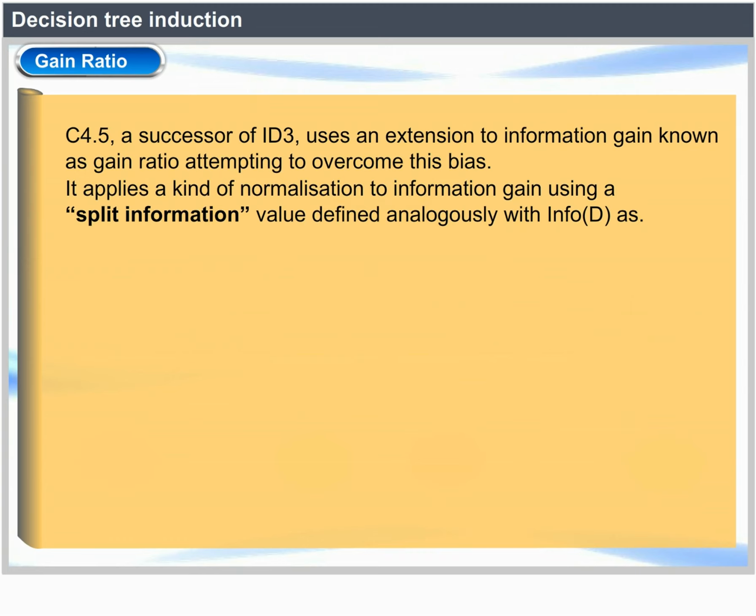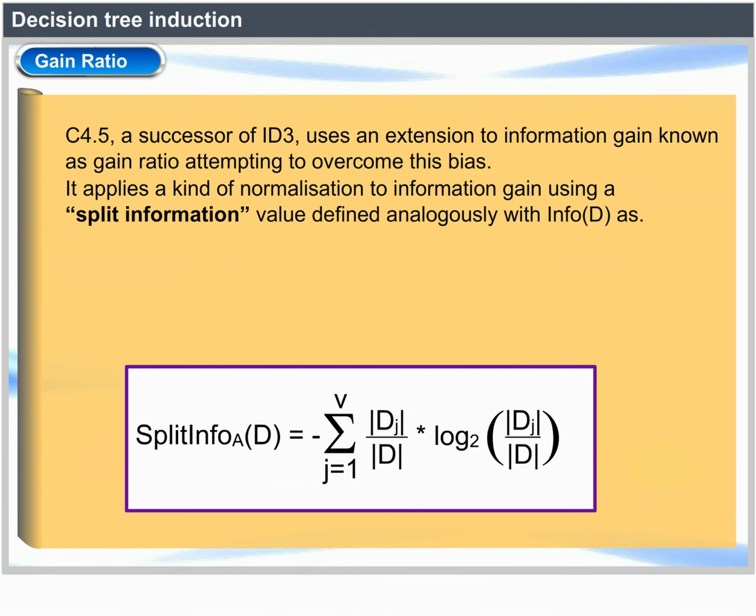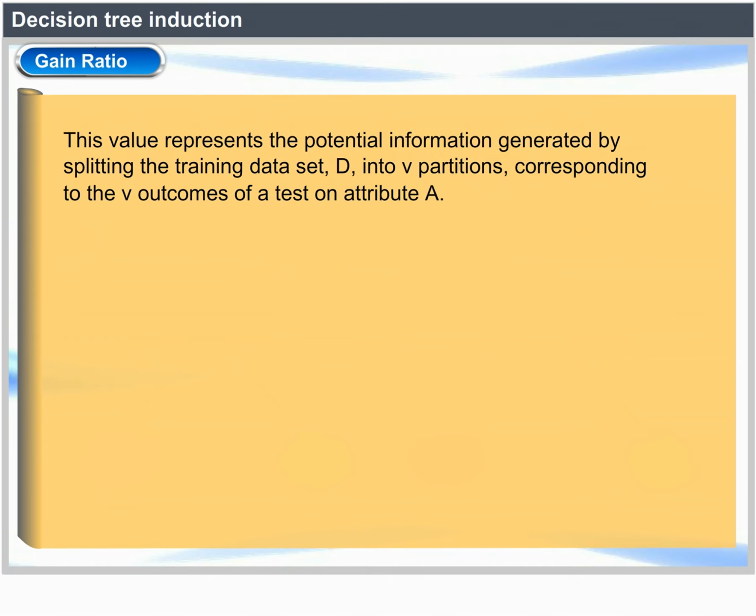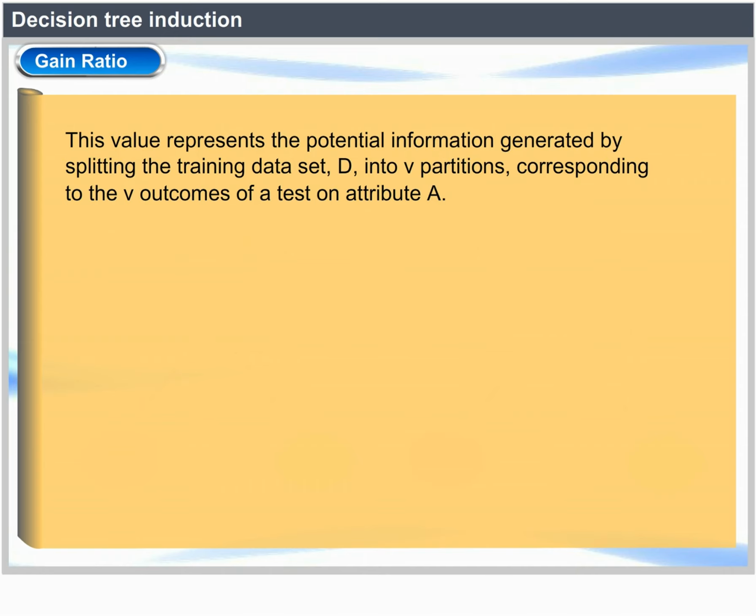bias. It applies a kind of normalization to information gain using a split information value defined analogously with Info(D) as SplitInfo_A(D) equals minus the summation from j equals 1 to v of |Dj| divided by |D| times log base 2 of |Dj| divided by |D|. This value represents the potential information generated by splitting the training data set D into v partitions corresponding to the v outcomes of a test on attribute A.